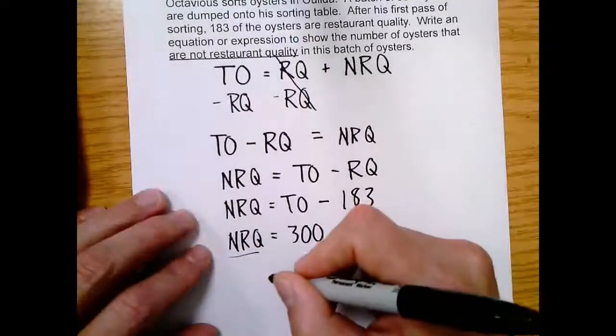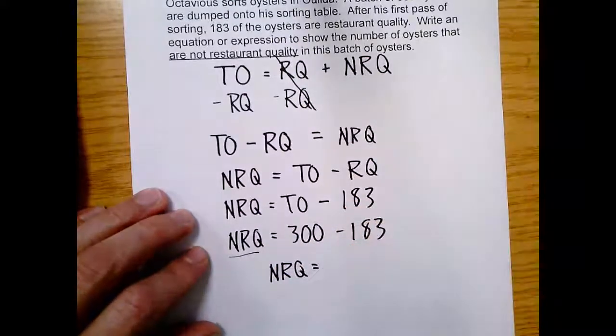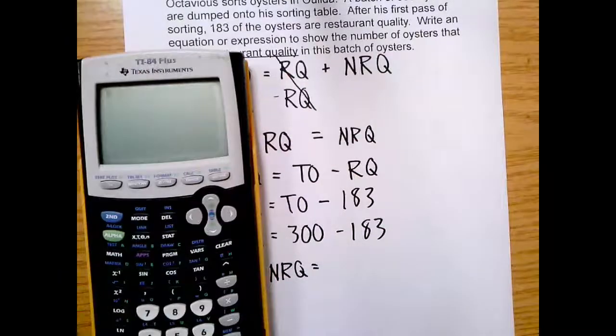And if you wanted to go ahead and solve this, you could just take out your handy dandy calculator, or you could do the math in your head as you like, and just say 300 minus 183, voila, 117.